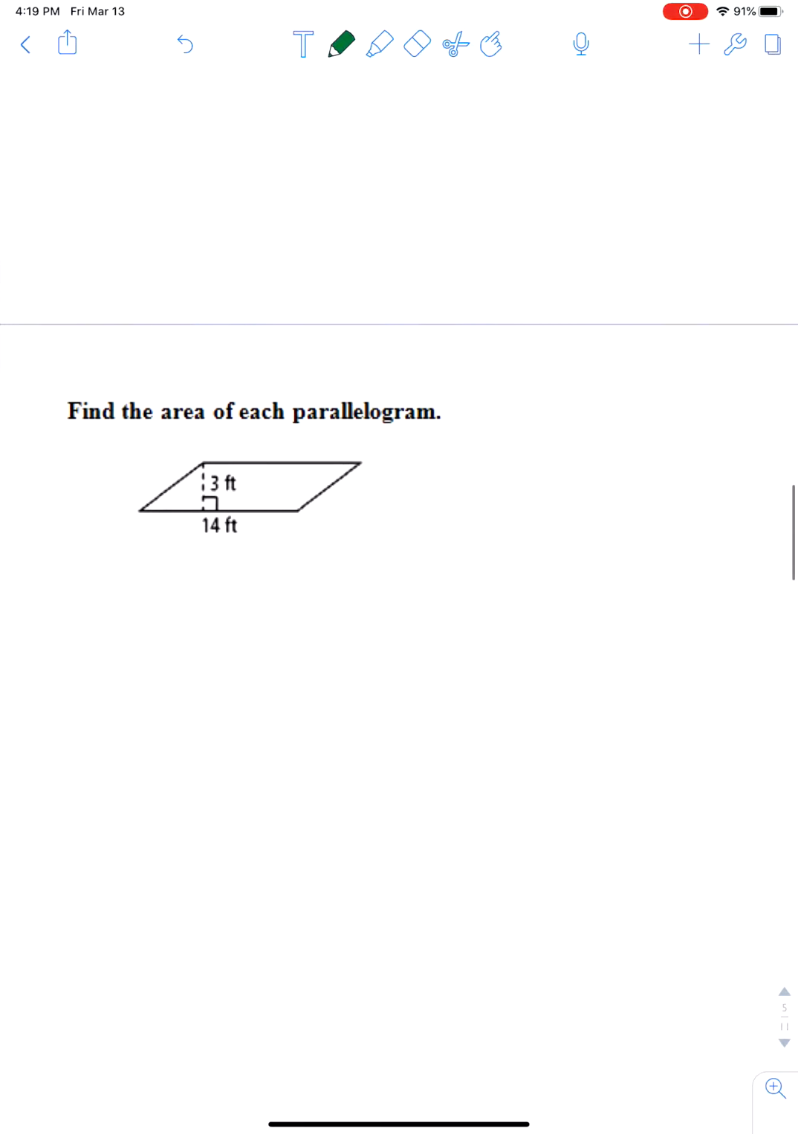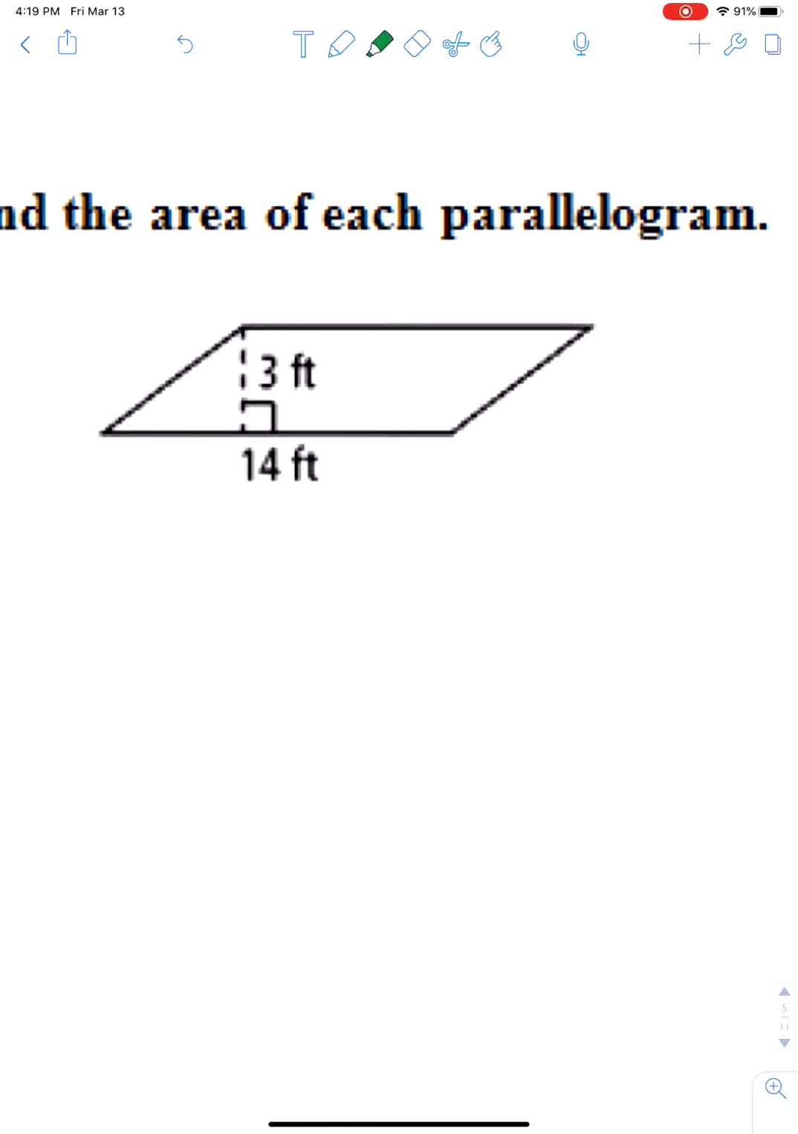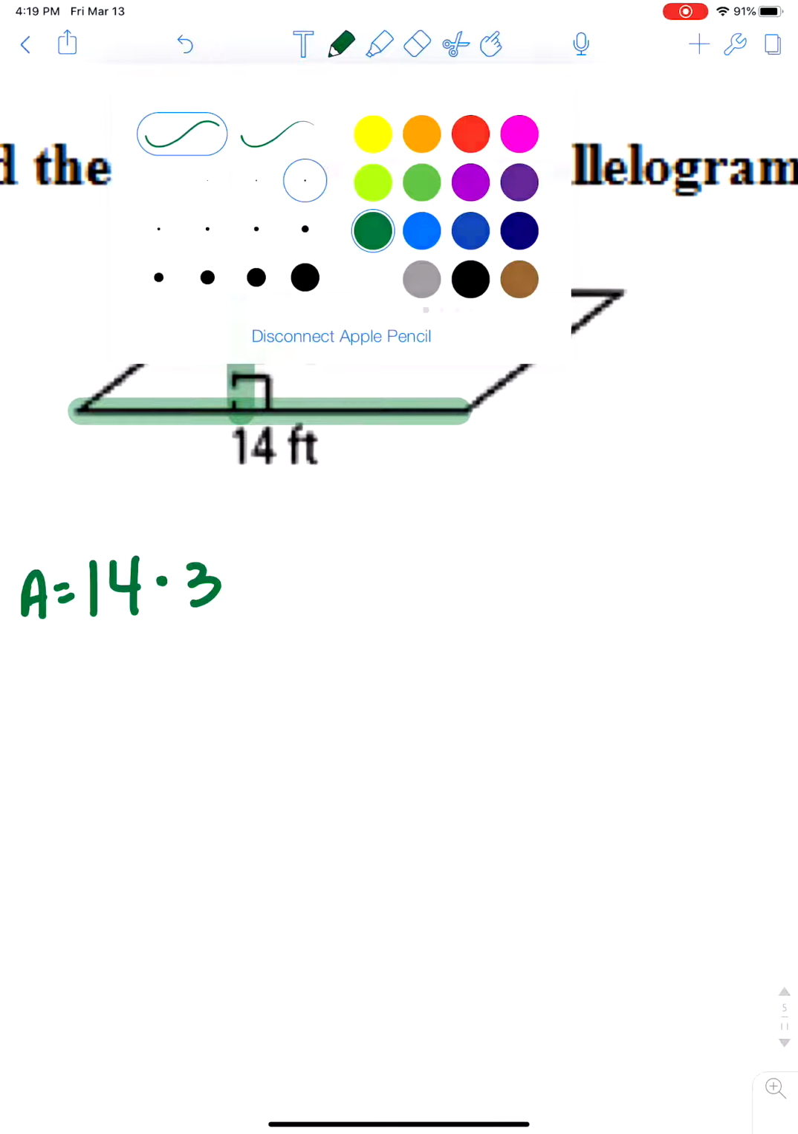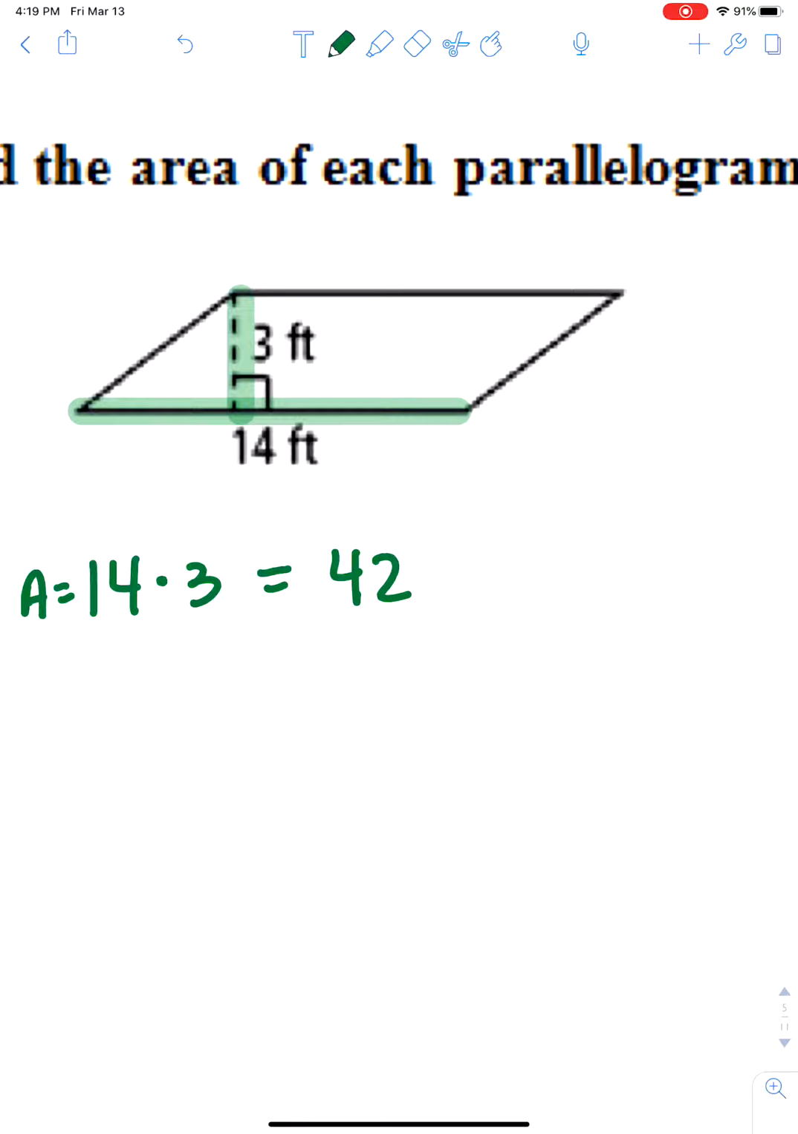So find the area of each parallelogram. This one has a base of 14 and a height of 3. So all we have to do is say the area is equal to 14 times 3. I'm going to grab my calculator out. I don't have my drawer of calculators for you guys. But I did 14 times 3 and I got 42. Just be careful to note that the units here are feet squared.